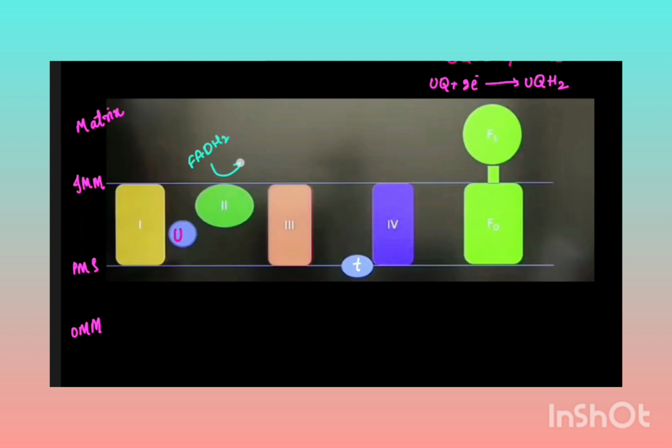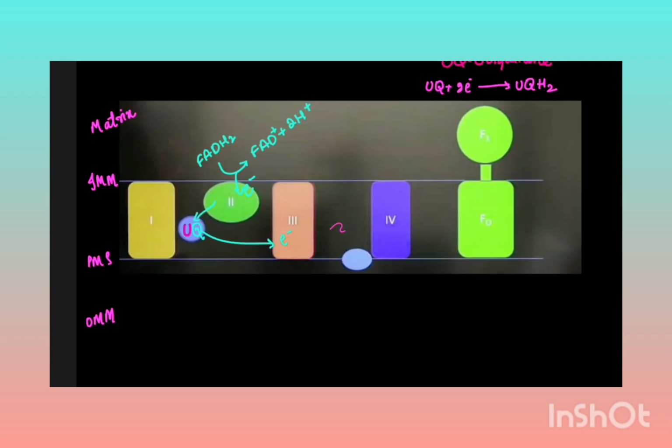FADH2 is broken down into FAD plus and 2H plus at complex 2, as FADH2 dehydrogenase and ferrous sulfur protein. During this process, it passes electrons to complex 2. Complex 2 passes electrons to ubiquinone. Ubiquinone passes electrons to complex 3. Complex 3 passes electrons to cytochrome C, and complex 3 pumps a pair of protons into the perimitochondrial space.